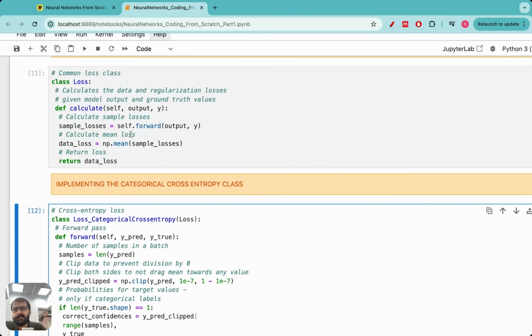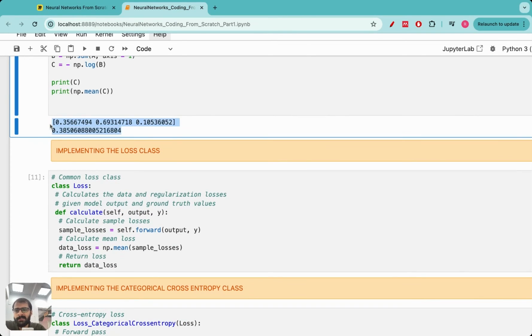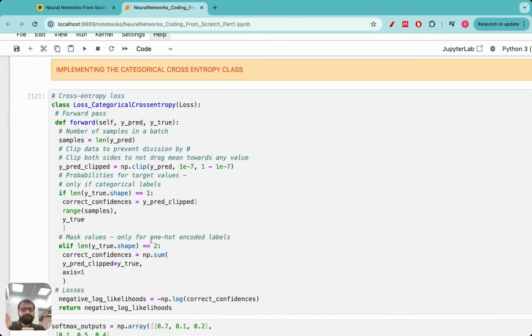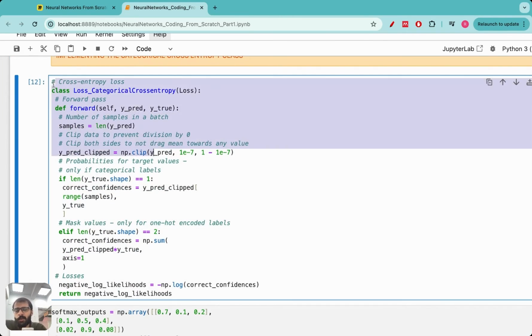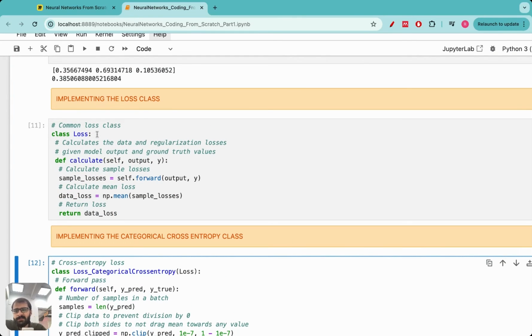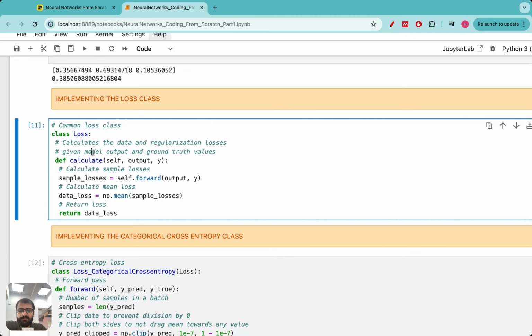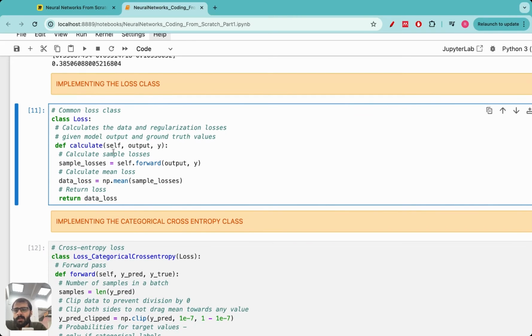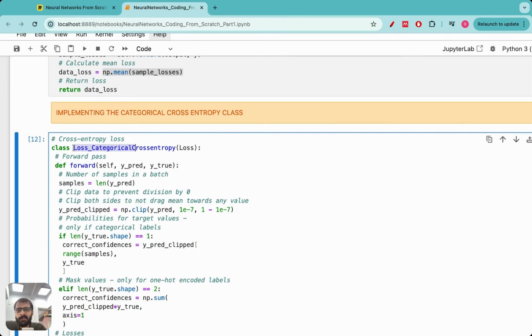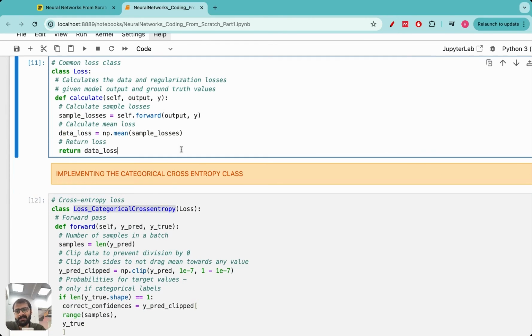And this array will be something like this. Up till now we have not taken the mean, but we are just printing out the loss for every batch. So this is the output of the categorical cross entropy loss. Now there is one more class which has been defined, which is called the loss class. What this class will do is take the mean of whatever output was given in the loss categorical cross entropy class.